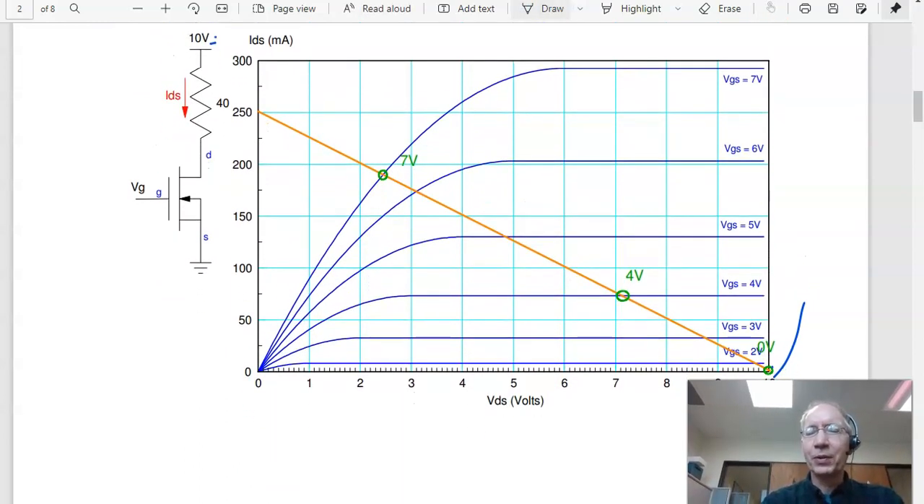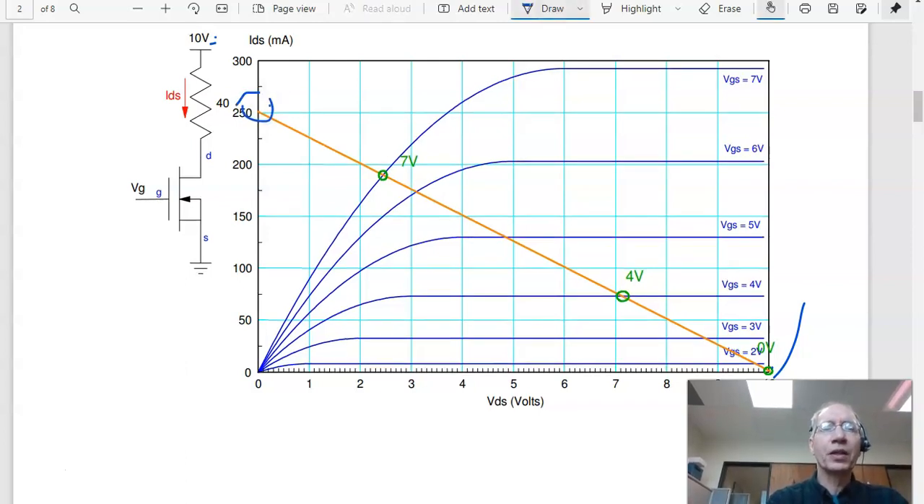There we go. 10 volts lower right corner. On the y-axis, 10 volts over 40 ohms is 250 milliamps. So VDS is 0 volts. I'm right here at 250 milliamps. 2 points determines a line. Draw a straight line. That's shown in orange.